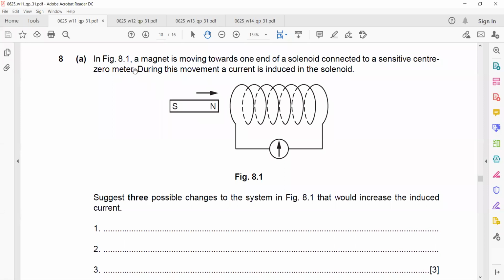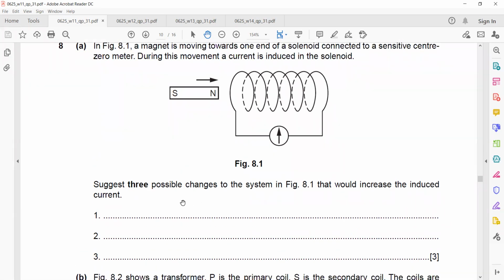In figure 8.1, a magnet is moving towards one end of a solenoid connected to a sensitive zero center meter. During this movement, a current is induced in the solenoid. State three possible changes to the system that would increase the induced EMF. Again, the same question, how can I increase the induced EMF? So you will find the same pattern of question related to electromagnetic induction. A stronger magnetic field, meaning a stronger magnet, move the magnet faster, and use more turns for the solenoid.